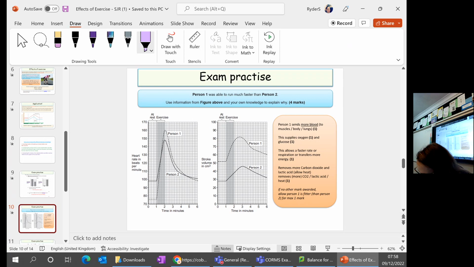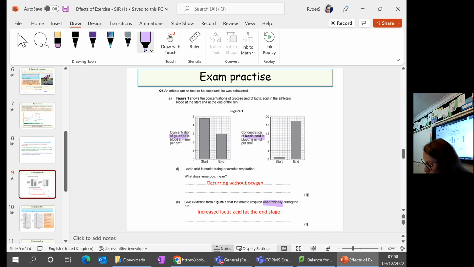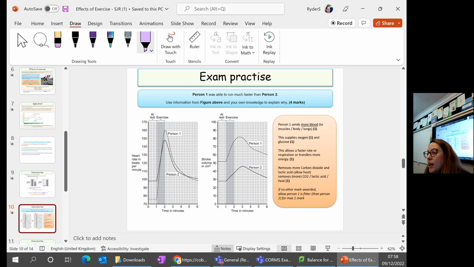And then you had this graph, and this was your question. So it said person 1 was able to run much faster than person 2, use information from the figure above, which is actually below, and use your own knowledge to explain why. Okay, so you have two graphs here. These are a little bit more complicated, and if I'm honest, you're probably going to get graphs that look more like this than graphs that look like this, because they like to confuse you.